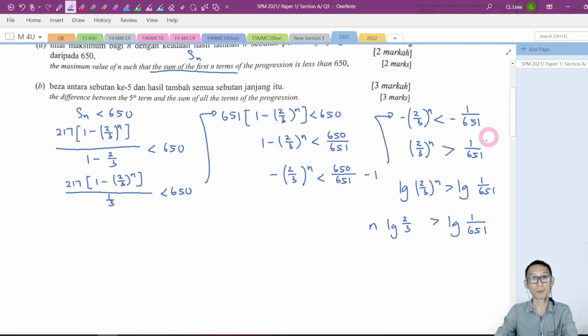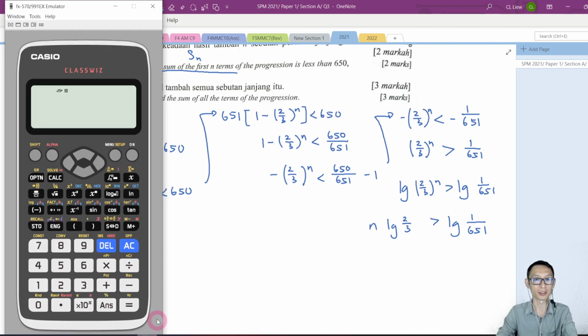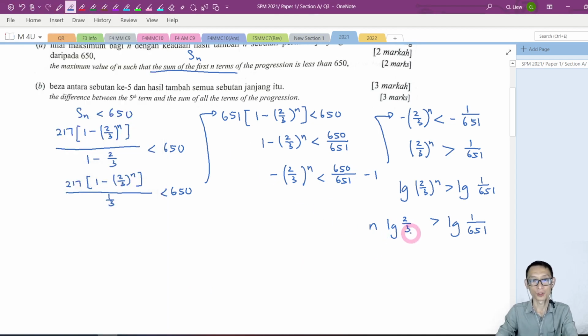For the next step, you need to be more careful. Press your calculator: log 2 over 3. You don't see any negative sign, but it's actually a negative number. This is a negative number, right? Therefore, when I move it to the other side, it becomes divide.